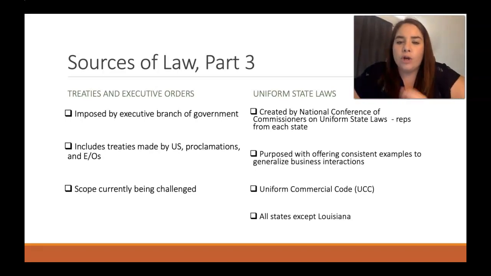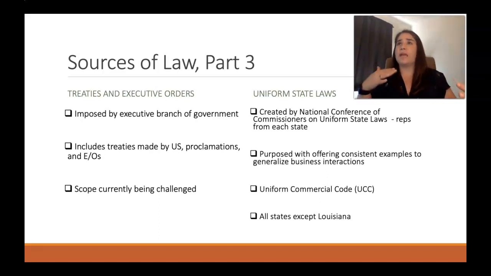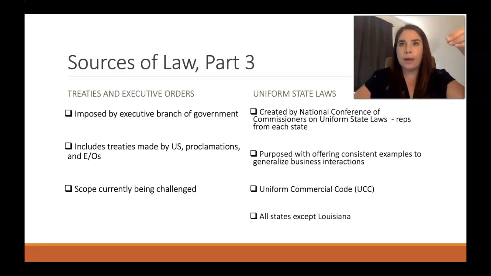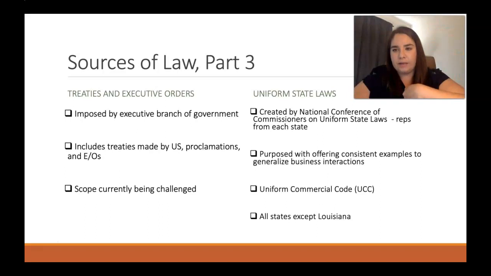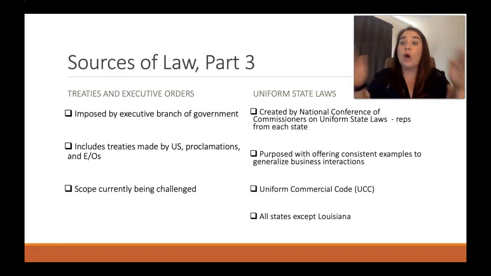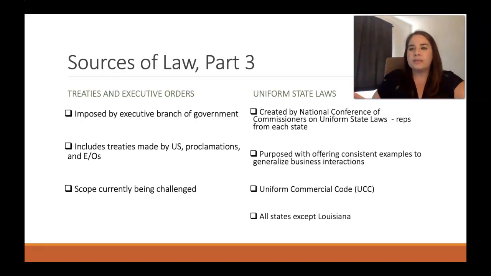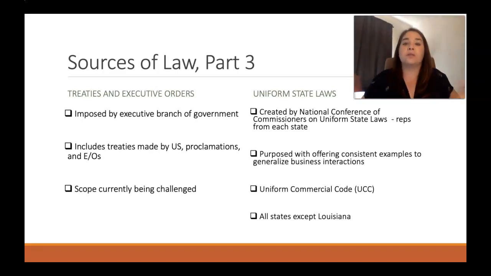Uniform state laws are created by this National Conference of Commissioners. They have representatives from each state on these committees who talk about what the laws are in their states and how they think the United States as a whole should have a uniform code for those areas. So really these are purposed with creating a generalized business interaction so that how people do business in every state is consistent, because it's real confusing for you to have a Nevada corporation but operate in California. Whose laws are you following? What laws are you violating? It can be very complicated.